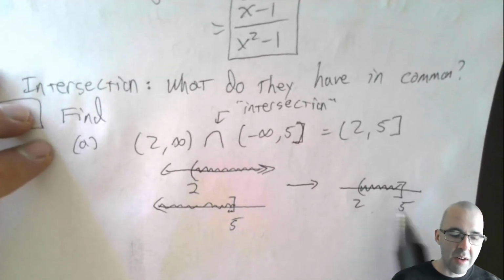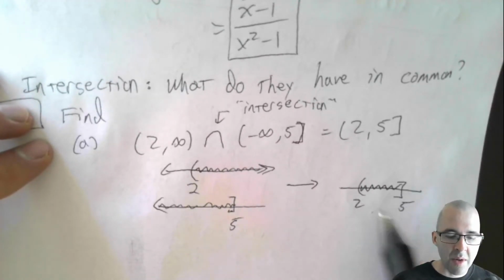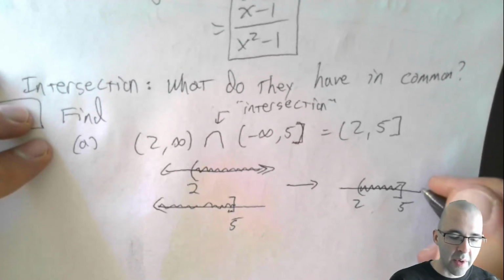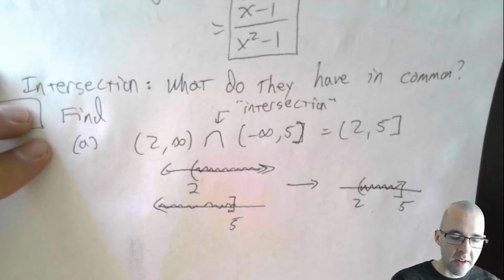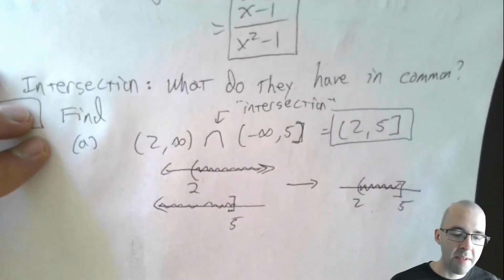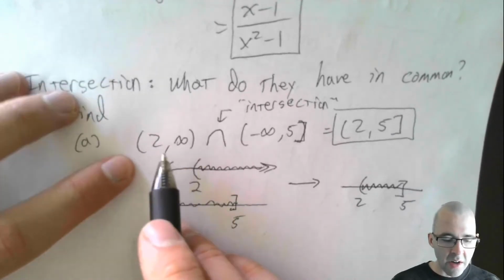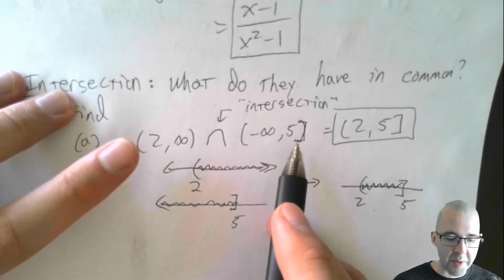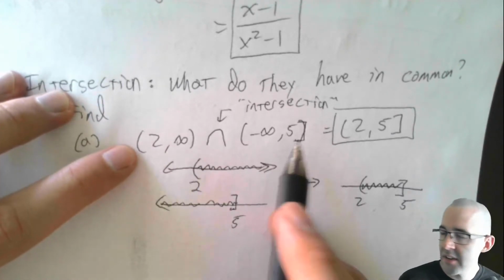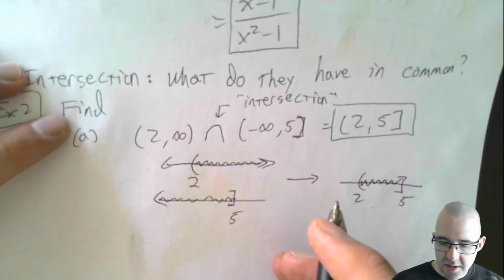And number lines can be helpful. You don't need the number lines. They really can be helpful to show what's going on here. All right, that's our answer for part A. All the numbers that are in common between these 2 sets. Do another one.